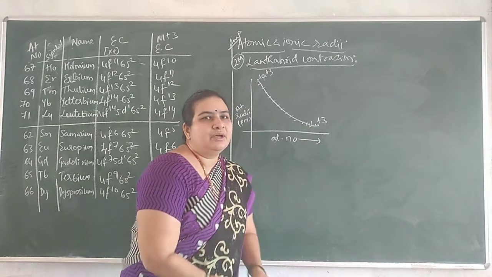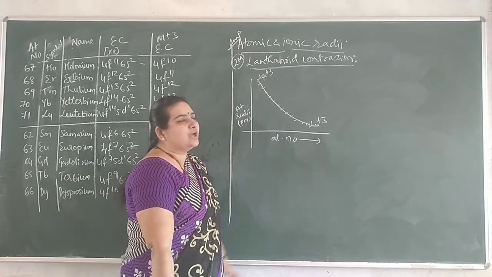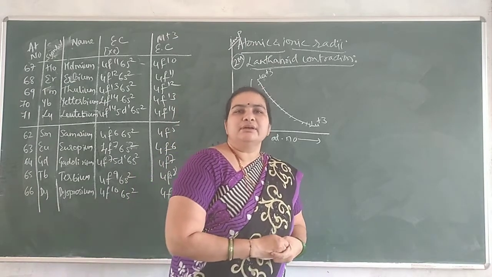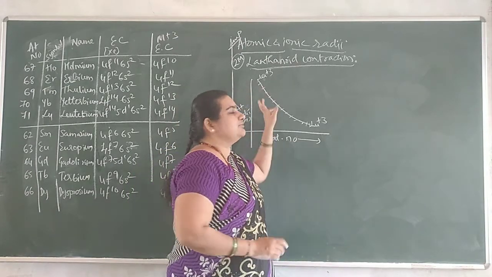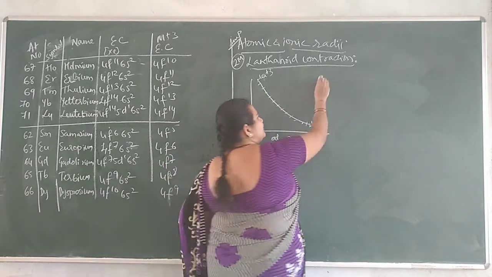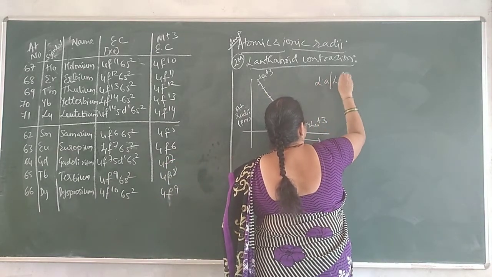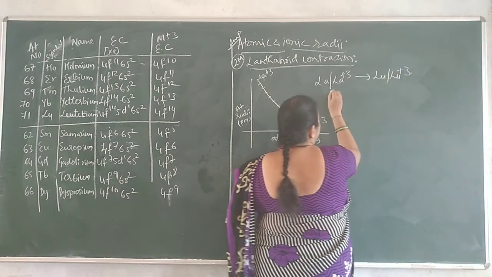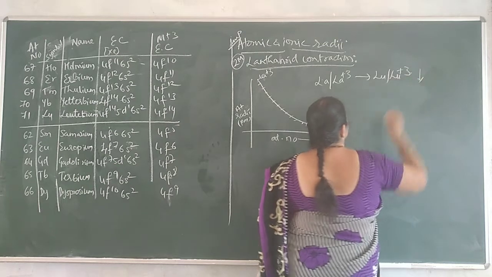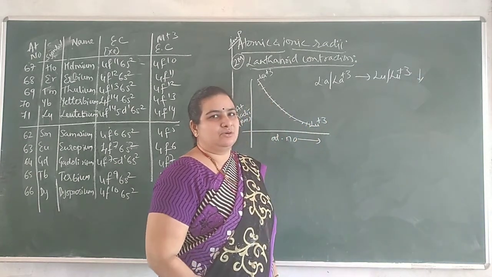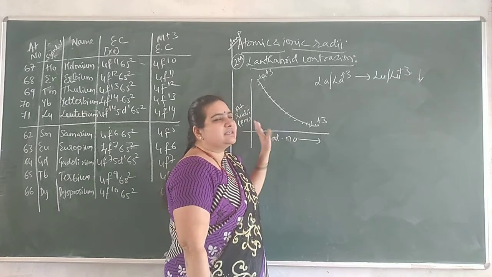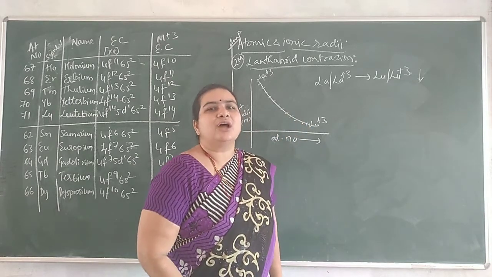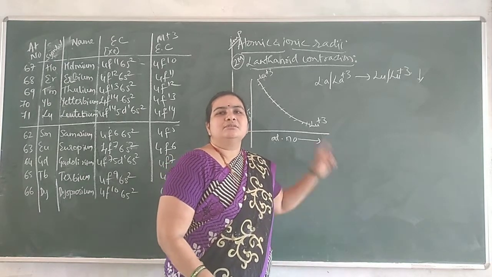Okay. So here in the variation of atomic radii, what is lanthanide contraction? I will tell you. The atomic radii vary from lanthanum 3+ to lutetium 3+, and the ionic radii or atomic radii go on decreasing. So what is the reason for the gradual decrease in the atomic radii of lanthanides?